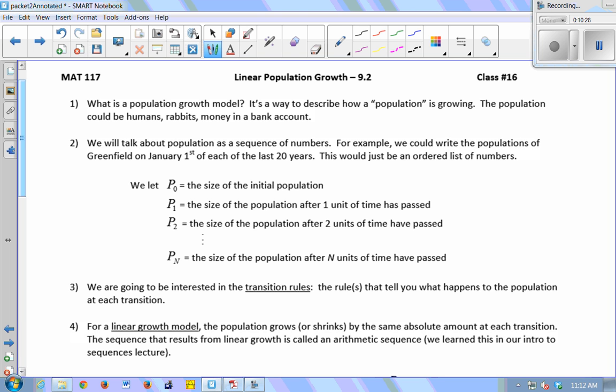So P sub 0 would be the size of the initial population. P sub 1 would be the size of the population after 1 unit of time has passed. P sub 2 is the size of the population after 2 units of time. So it's just a list of numbers. What we're interested in is the transition rule, the recursive or the explicit rule that tells you what happens to the population at each time unit transition.